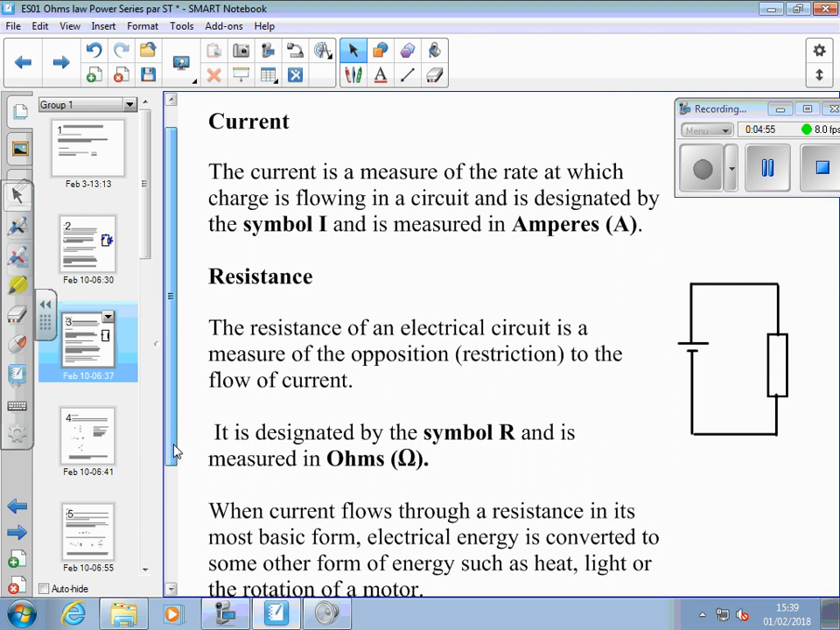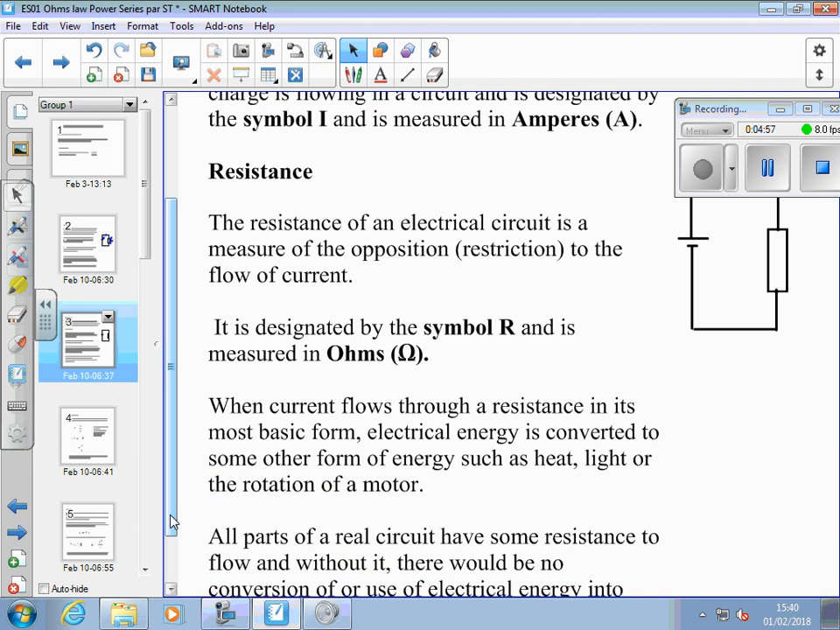Resistance. Resistance in an electrical circuit is the measure of opposition or restriction to current flow. So the resistance is what limits current flow. It's designated by the symbol R and it's measured in ohms. I'll qualify that, it's R for DC circuits. When we move over to AC circuits, we'll need to start talking about impedance Z, and that will become clearer then.